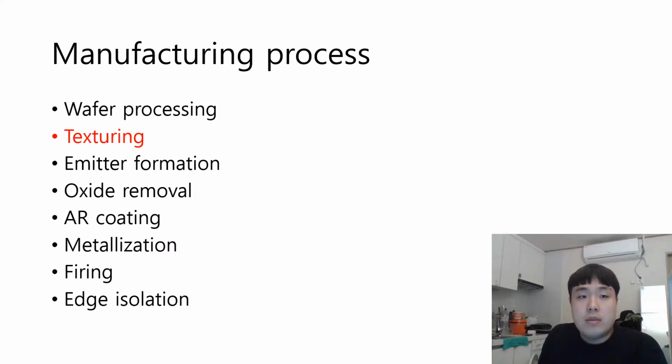First, this is the total manufacturing process of the solar cell: wafer processing and texturing, emitter formation and oxide removal, AR coating and metallization, firing, and last is etch isolation. But today I will explain the texturing more deeply, and the main subject is texturing. The other processes I will cover briefly and then move on.